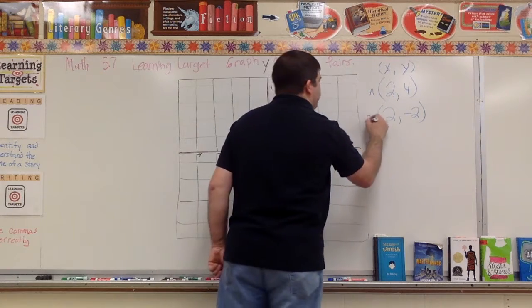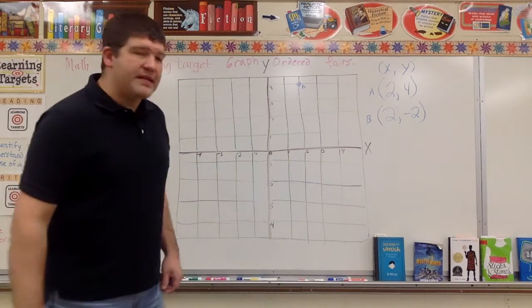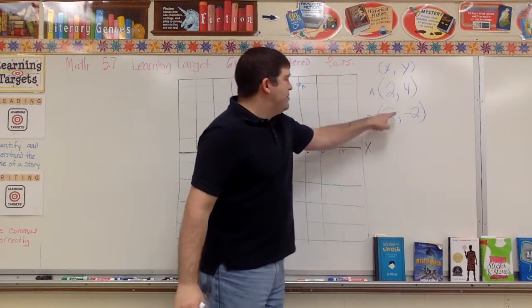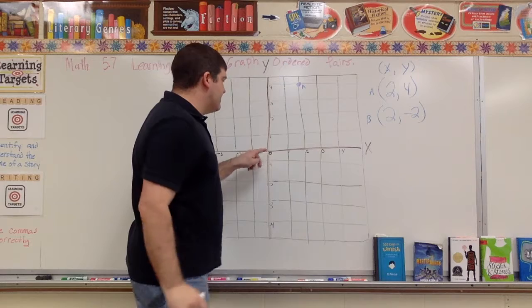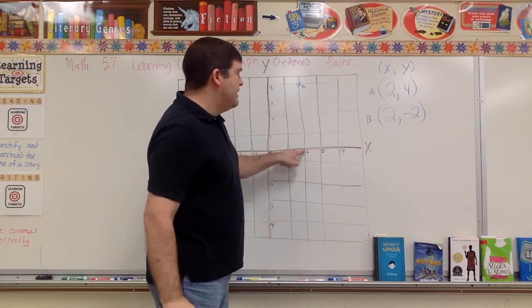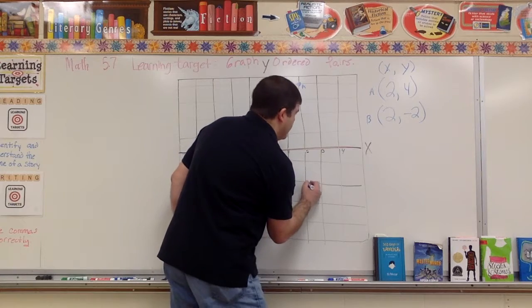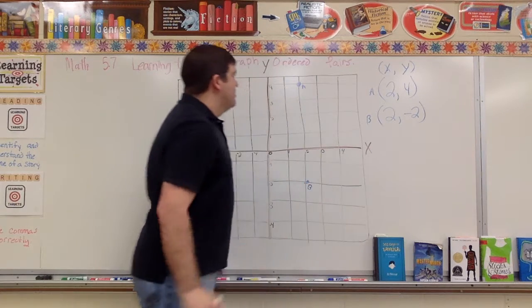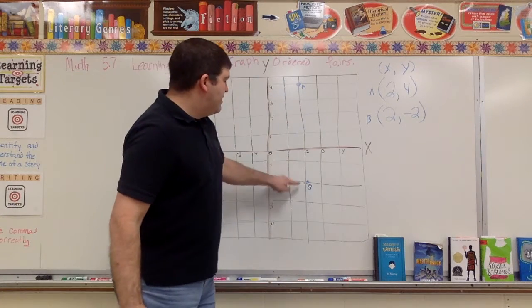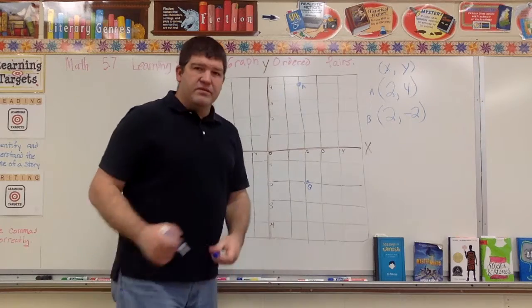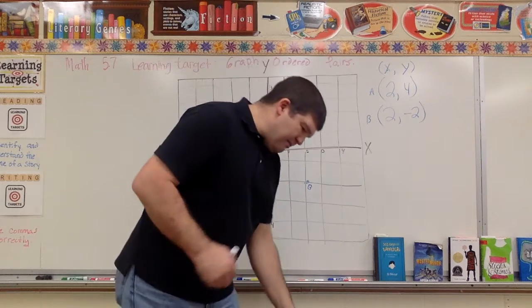Now B. I want to put this on there. 2, -2. I'm starting with my x as a positive 2. 1, 2. And then my y is a -2. 1, 2. Okay, so I have A and B. I've marked those two. Okay, so I graphed those. Now let's see what's the next thing to do.